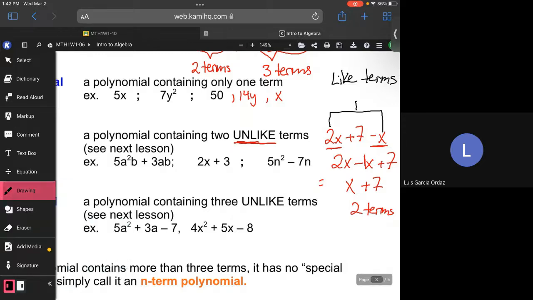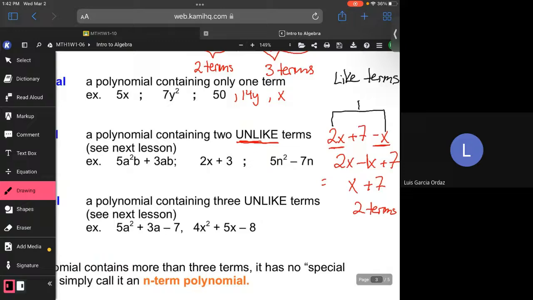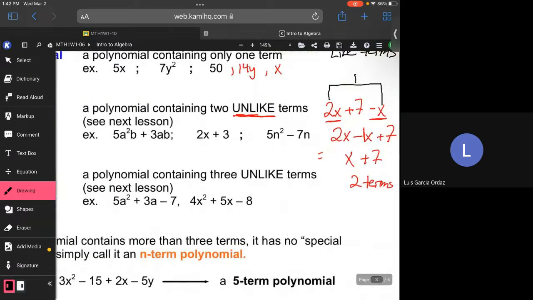Okay. And then the last type of polynomial with 3 is called a trinomial, because tri means 3, triangles have 3 sides. So it's a polynomial that contains 3 different or unlike terms. So 5a squared plus 3a minus 7, that's 3 different terms. 4x squared plus 5x minus 8, that is 3 different terms.